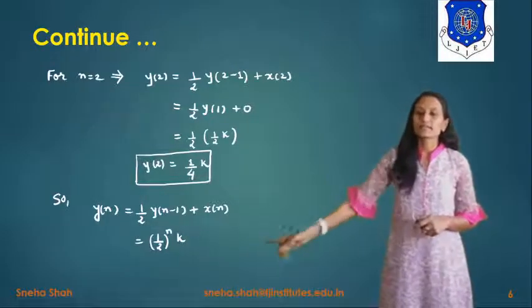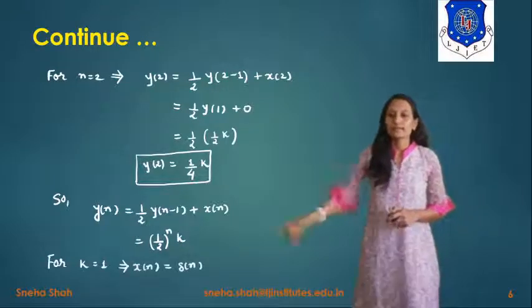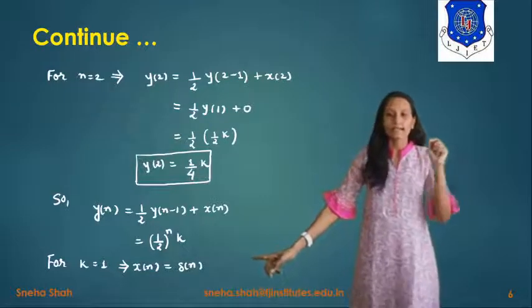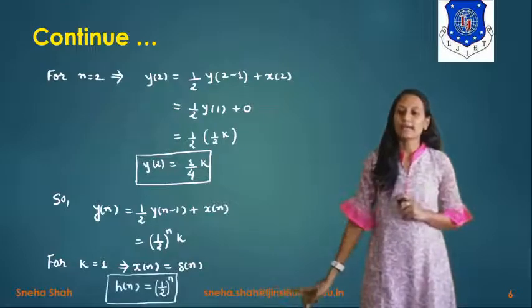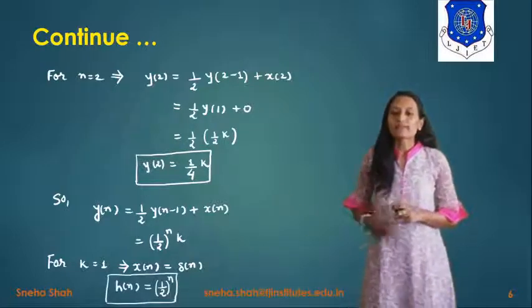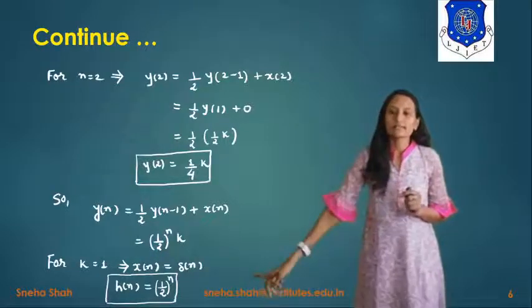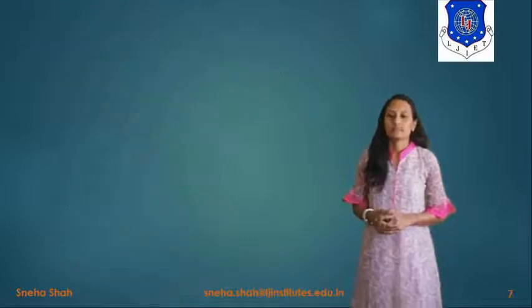Now in this, we assume the constant k equals 1, then the term will be x of n equals k into del of n, right? And with k equals 1, x of n equals del of n. So the value of h of n equals 1 by 2 raised to n. So this is the final answer for the impulse response.